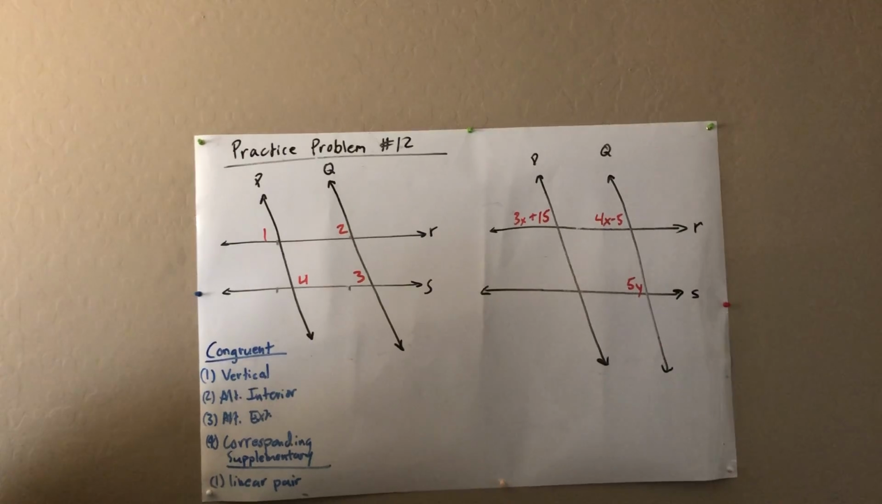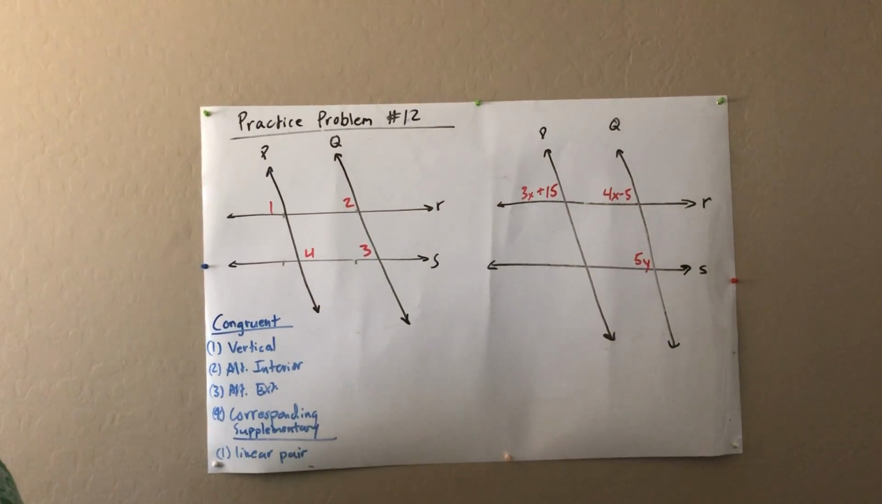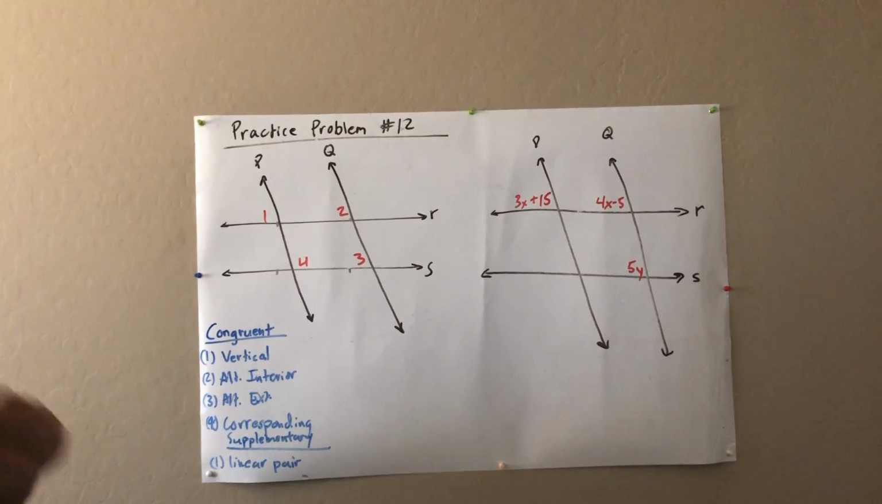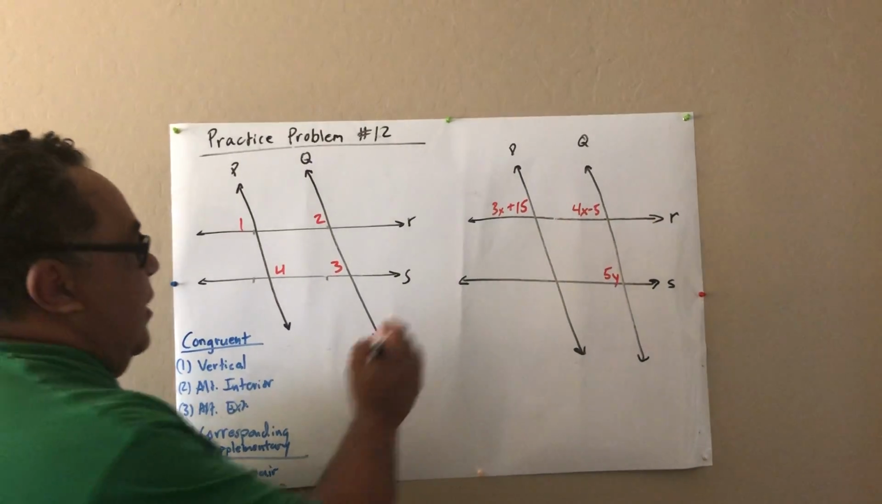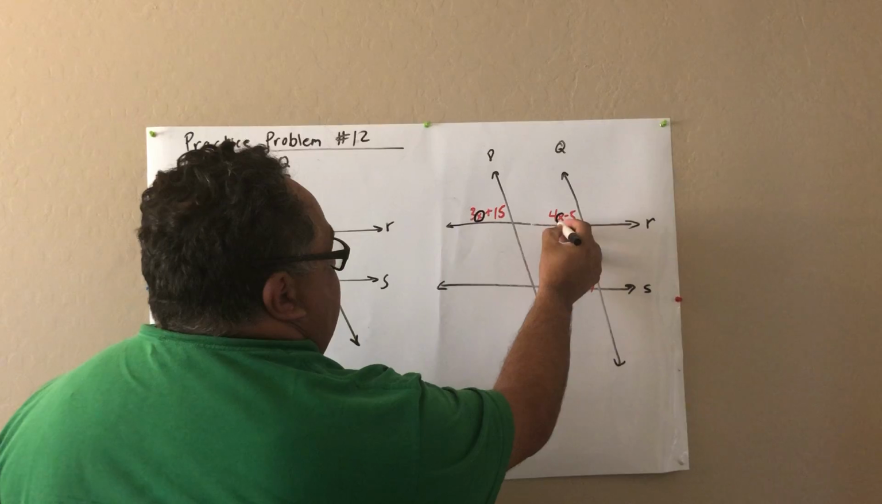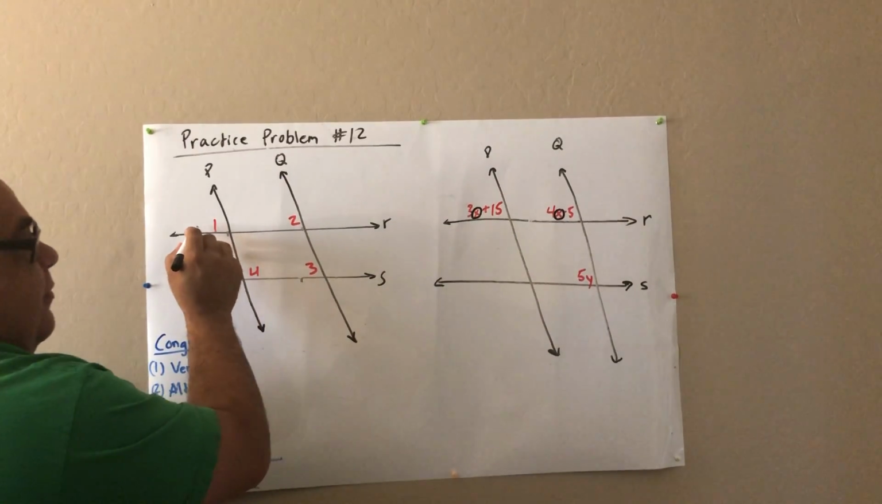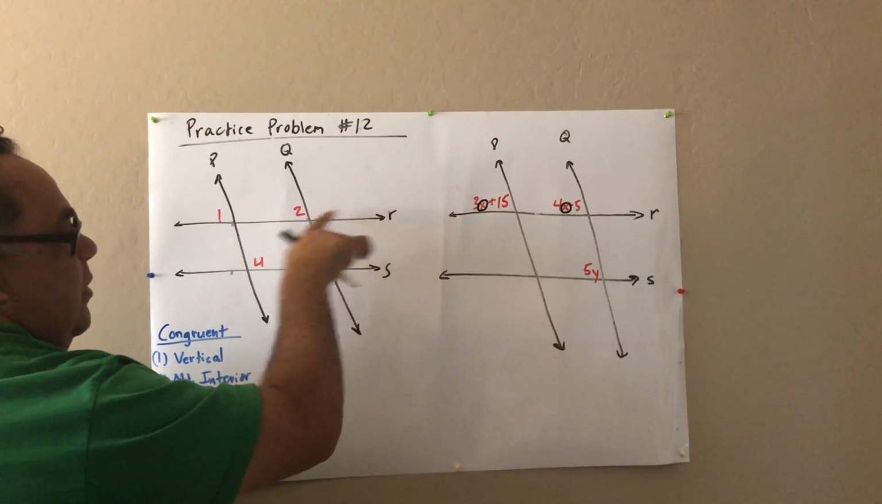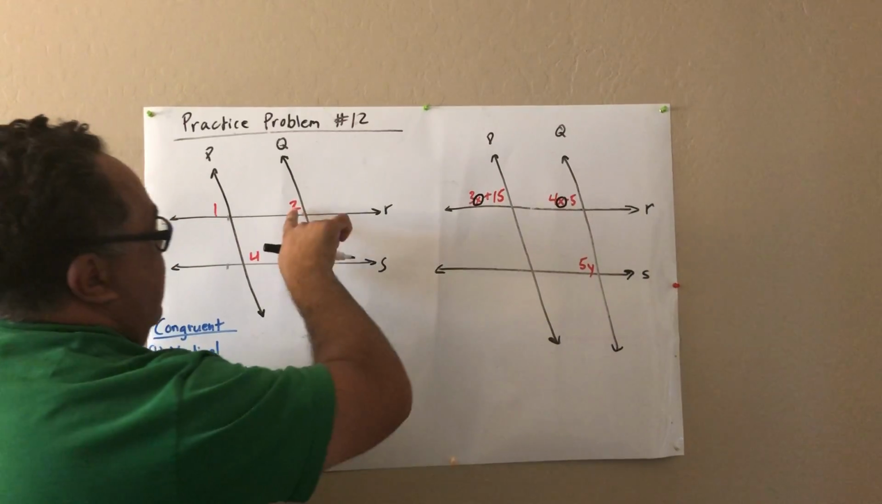So the first thing I want to do is solve for one of these variables. Choose one, x or y. The easiest one is going to be x. And both of these angles right here, you can see have an x in them. This has an x, this has an x. First one, the 3x plus 15 is angle 1. The 4x minus 5 is angle 2.